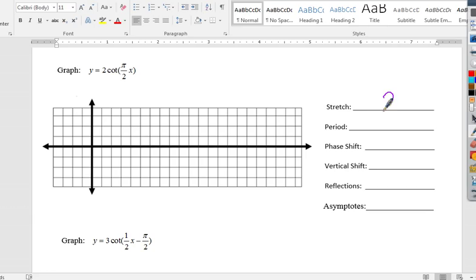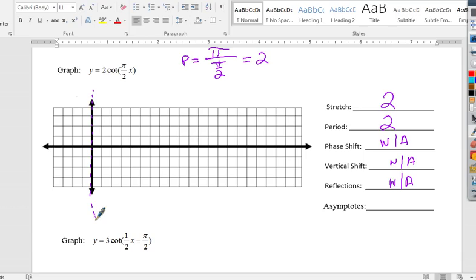We have a stretch of 2. We do have a period change. So normally the period for tangent is pi. Dividing that by pi over 2 is just going to get us 2. So I know my period is also 2. No phase shift, no vertical shift, no reflection. Since we don't have a phase shift, the first asymptote will be occurring on the y-axis.